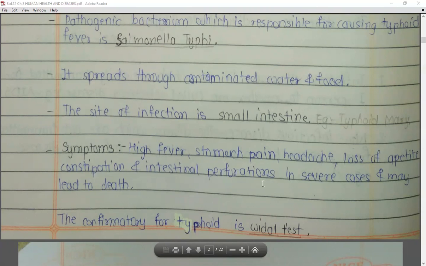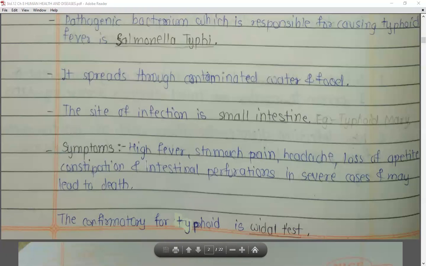What do intestinal perforations mean? The small intestine is not ready to accept the nutrients inside your body, and for this reason the person is not getting a proper amount of energy. If it is not getting a proper amount of energy, what happens? The immune system is not well, the case becomes severe, and this may also lead to death, right?